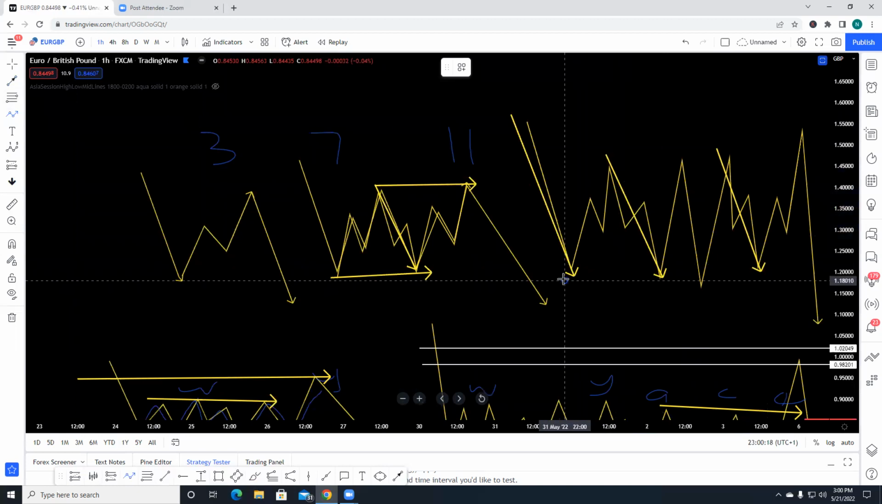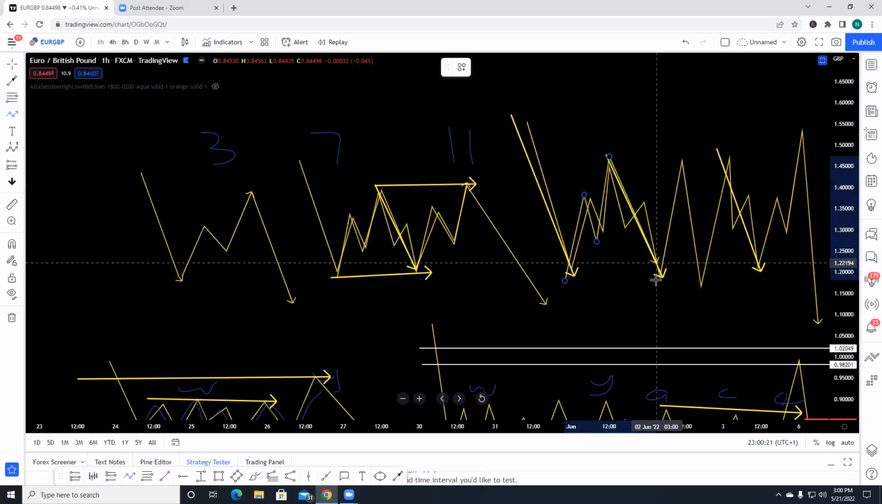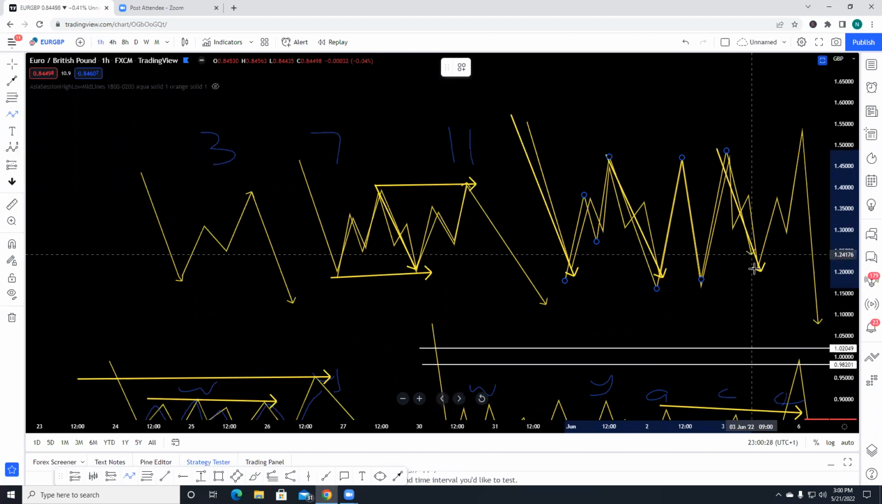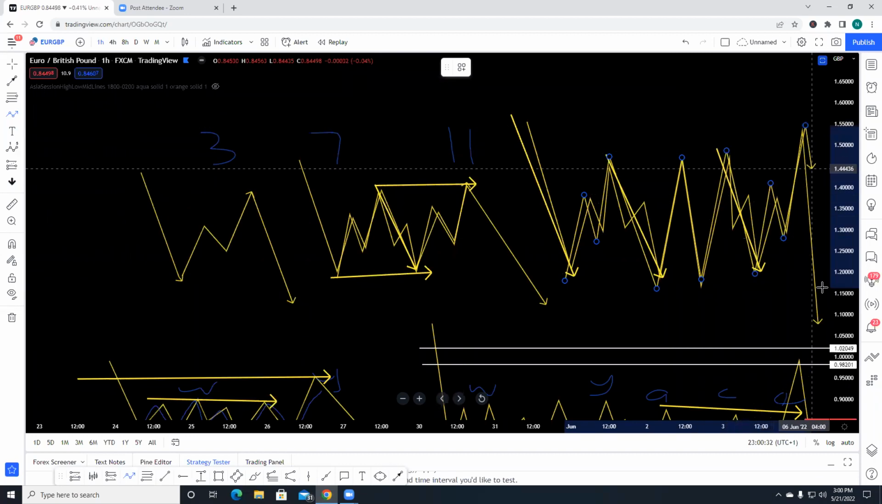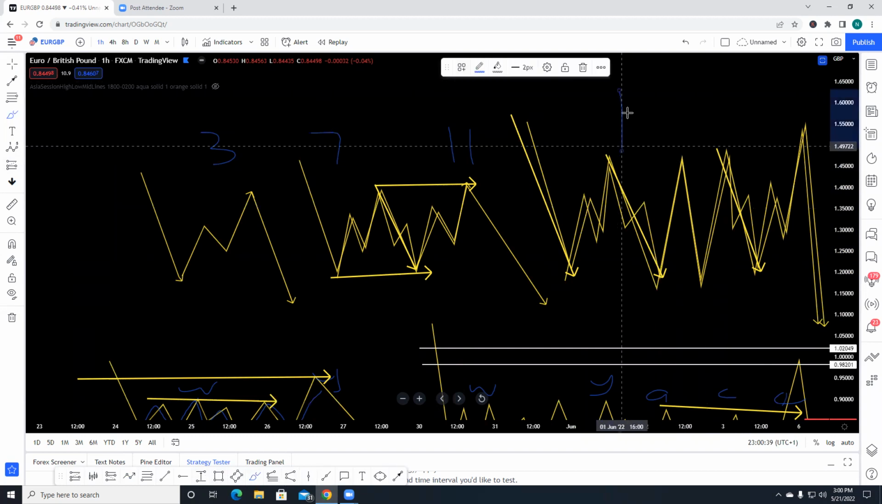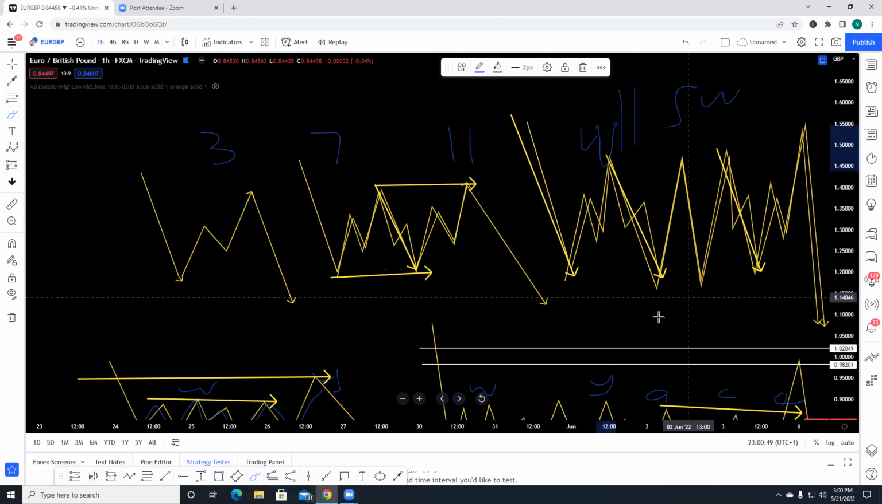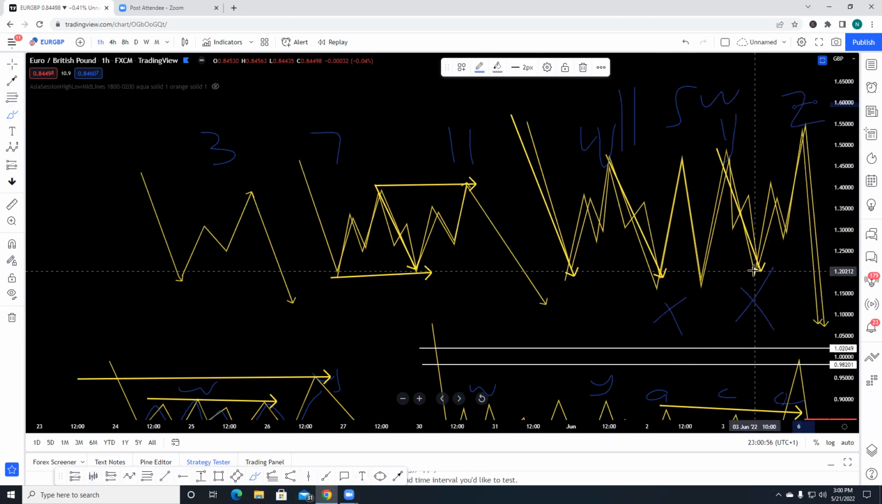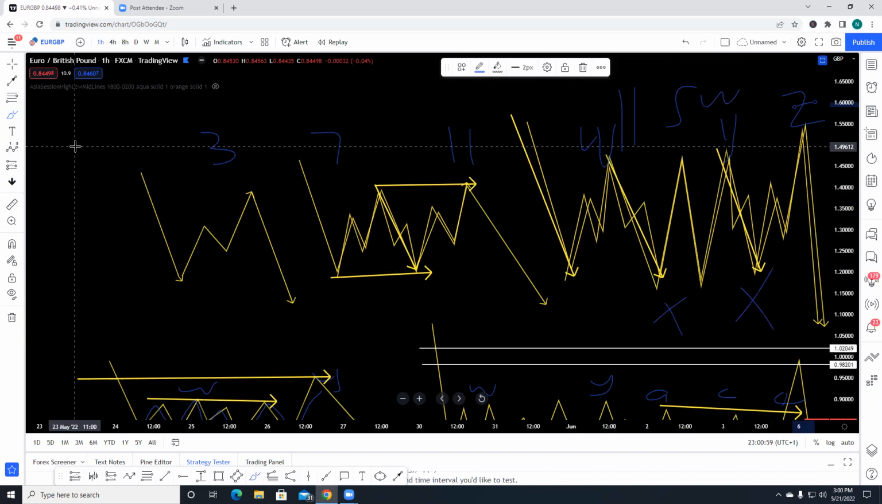Now, let's count it. This is 1, 2, and 3. This is 4. This is 1, 2, and 3. This is 4, 5, 6, and 7. This is 8. This is 9, 10, 11. Then it moves to the downside. This is why this is called a level swing sequence. And you can also call it a 333 or WXY, WXY, XZ, and a move to the downside. Is that okay, guys? So when we get to practical application, you are going to understand this very well.